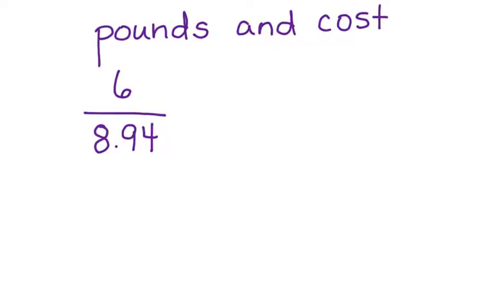Sarah bought 6 pounds for $8.94. We want to figure out the cost for 7 pounds of apples. The cost is what we don't know. That's our variable. Now, we can simply solve this just like we would solve a proportion, and we're going to do that by cross multiplying.